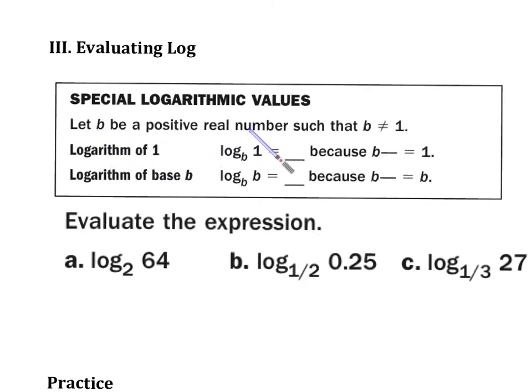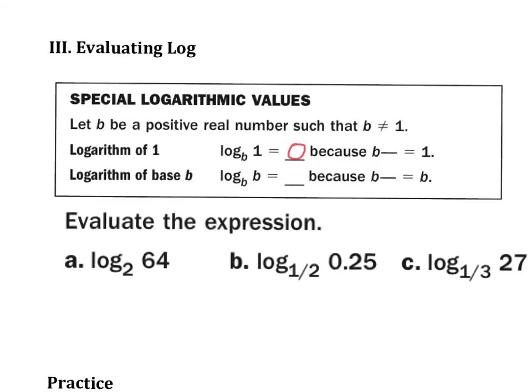B is a positive real number. So B here is the base. And B does not equal 1, because 1 to any power pretty much is 1, so it doesn't really help to have B being 1. Okay, so the log base B of 1, that will always give me what value? Raising B to what power gives me 1? The answer there is 0, because anything pretty much to the 0 power is 1.